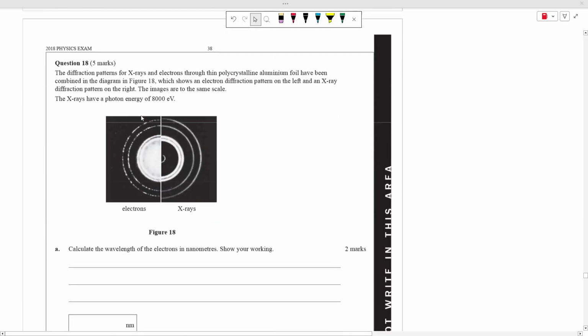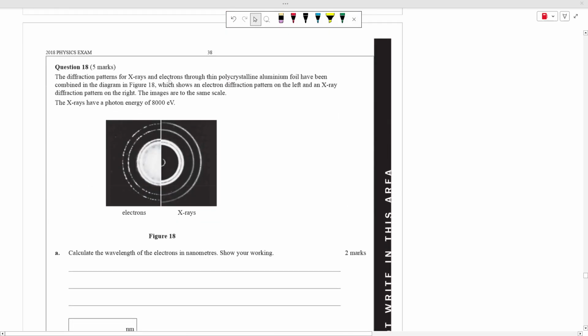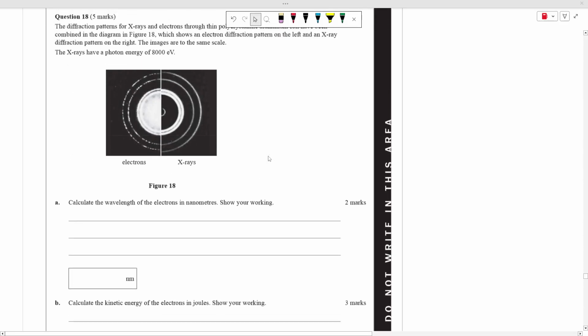Question 18. The diffraction patterns for X-rays and electrons through thin polycrystalline aluminium foil have been combined in the diagram in figure 18, which shows an electron diffraction pattern on the left and an X-ray diffraction pattern on the right. The images are to the same scale. The X-rays have a photon energy of 8,000 electron volts. Part A, calculate the wavelength of the electrons in nanometers, show your working.